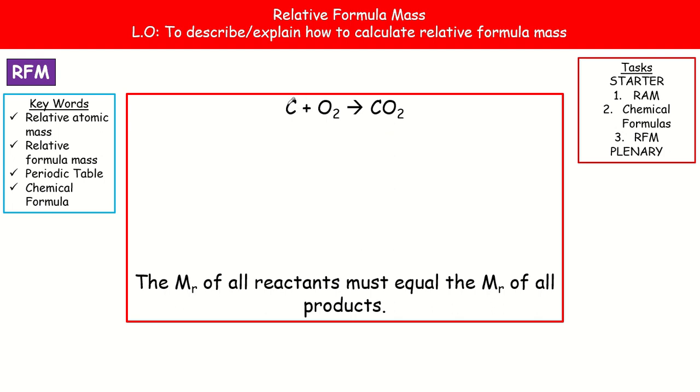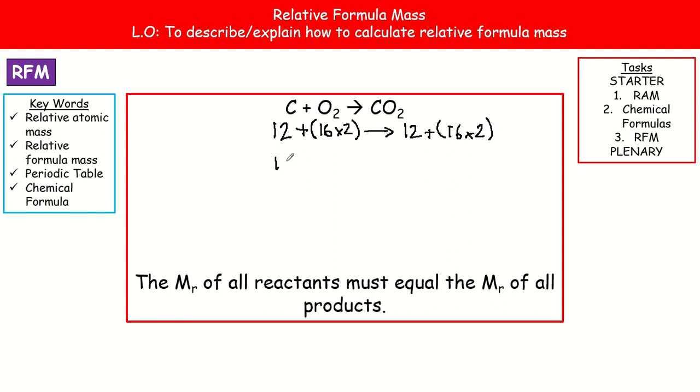Carbon, we'd look it up on our periodic table and find that its relative atomic mass is 12. So we'll start off by putting our 12 in there. Oxygen, we look on the periodic table and find it has a relative atomic mass of 16, but that little 2 there means that there's 2 of them, so 16 times 2. Then on the other side, we've got 1 carbon, because there's no number down here, so there's just 1 carbon, and 2 oxygens, so it's got to be 12 plus 16 times 2.